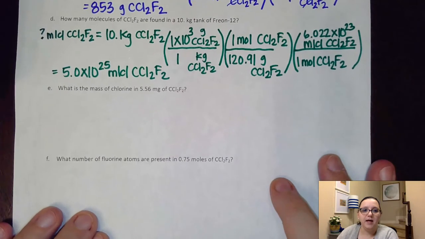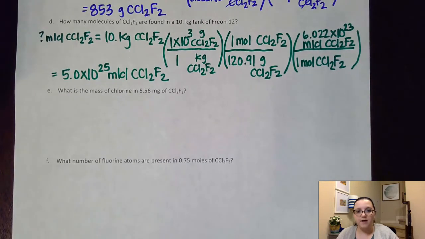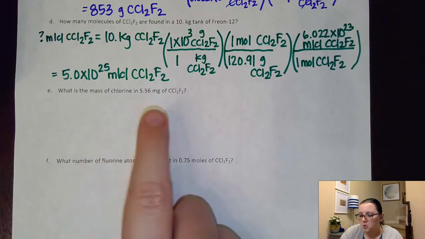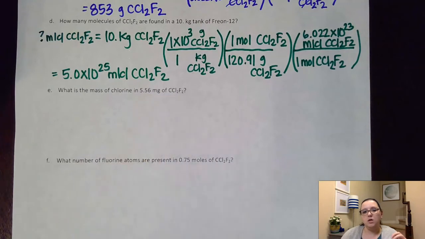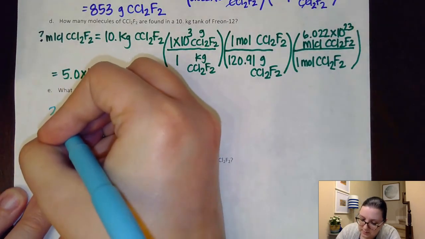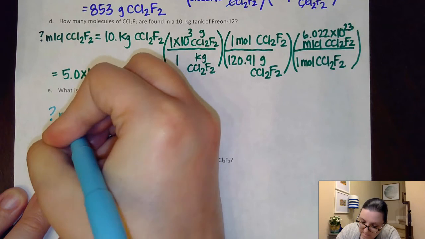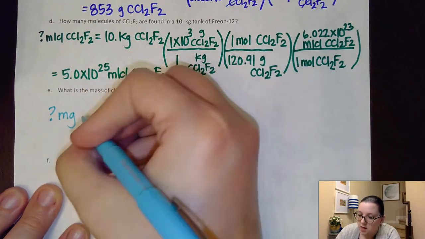Next one asks, what is the mass of chlorine in 5.56 milligrams of CCl2F2? So again, it doesn't specify a unit here, so I get to pick. However, I notice that there is a unit of mass already mentioned. So in order to be consistent here, I'm going to use that same unit of measurement. So I'm going to solve this in terms of what is the mass in milligrams, just like this one was, of chlorine.